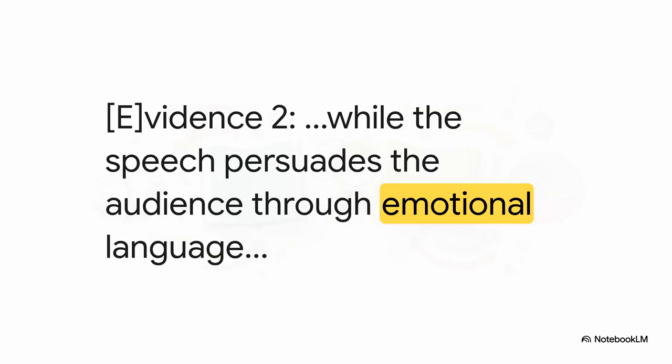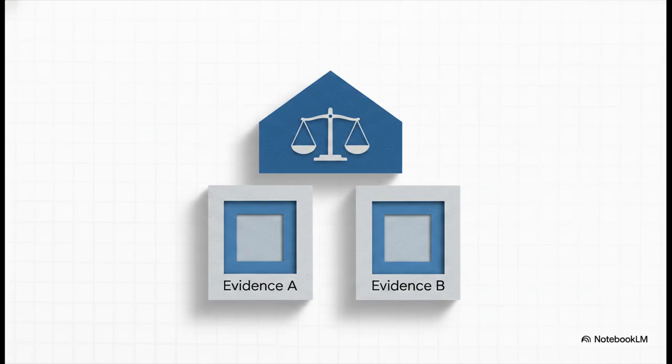Perfect. Now for our second E, evidence from text 2. And watch this. See that little word, while? That's one of our secret weapon comparison words in action. We're directly connecting the two texts, showing how the speech uses a totally different tool, emotional language, to get its job done. And that leads right into C for compare. Here, we're really spelling out the difference in their methods. We can add that the speech also makes these direct requests for action, which the informative article just doesn't do.